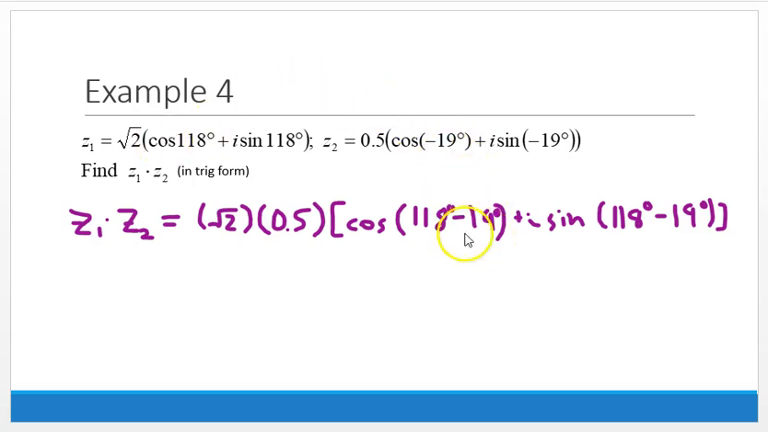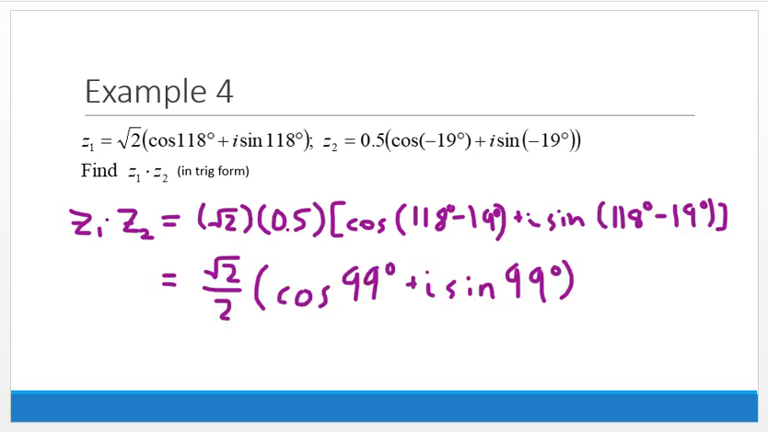But technically, I was adding these two angles. So 118 minus 19, and it's the same thing for both, the cosine and the sine part. You should be getting the same numbers for both of those trig functions. So next, we're just going to simplify this, clean it up a bit.